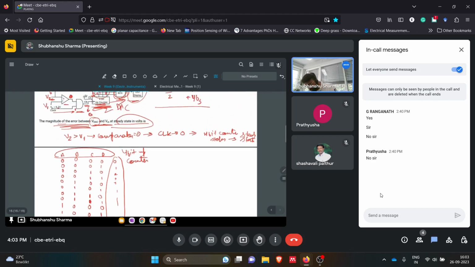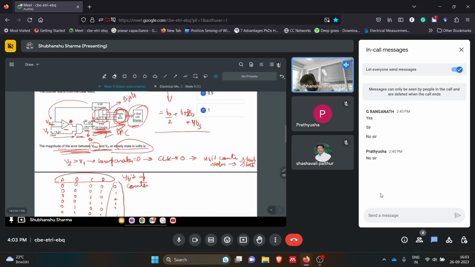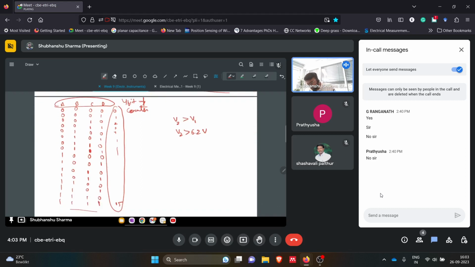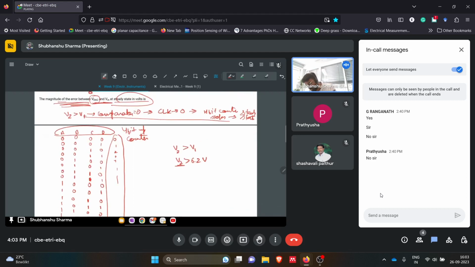Now we saw that once it becomes zero, all things stop. That's what we saw here. It will become zero when V2 is greater than V1. That means V2 should be greater than 6.2 volts, because V1 is given as 6.2 volts. So let's see at what particular point in this 4-bit up counter we will get that. So this is basically V2.